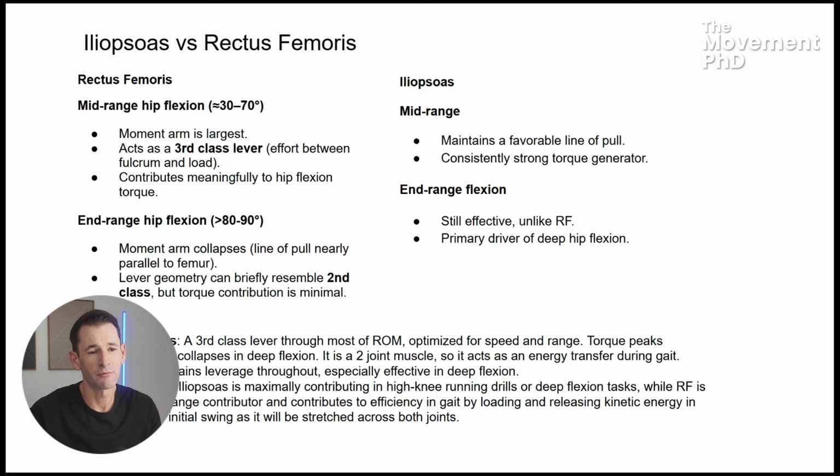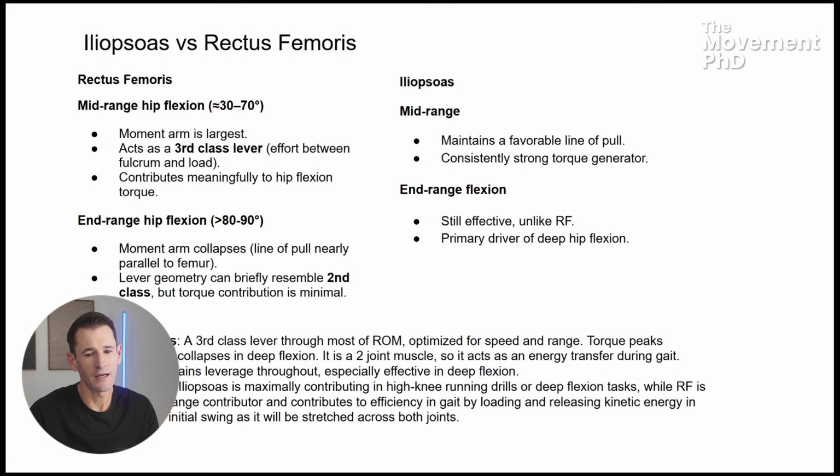The difference here being rec fem is a two-joint hip flexor, meaning that its length is going to determine how much torque it can generate. Because of that length-tension relationship, it's really doing its most torque in that 30 to 70 degrees, so that mid-range of hip flexion. At this point, the moment arm is the largest. It has good cross-bridging with those sarcomeres. It's acting as a third-class lever at this point, meaning that it's really good for getting through that full range of motion. It's contributing a meaningful amount of hip flexion torque in this range.